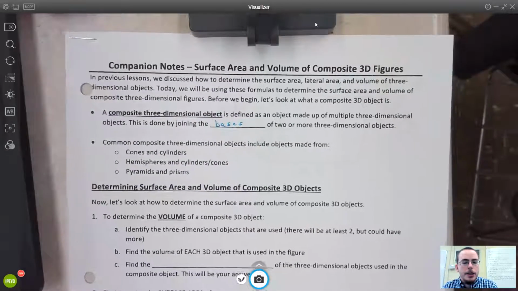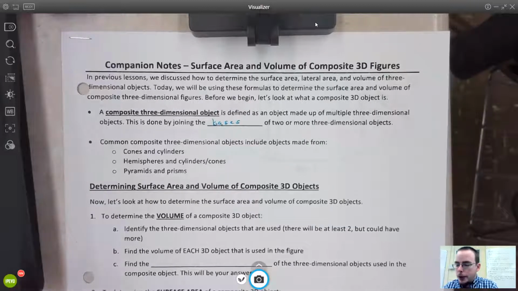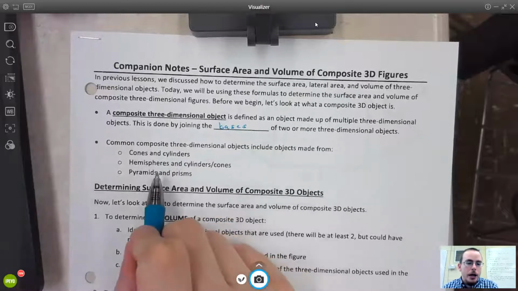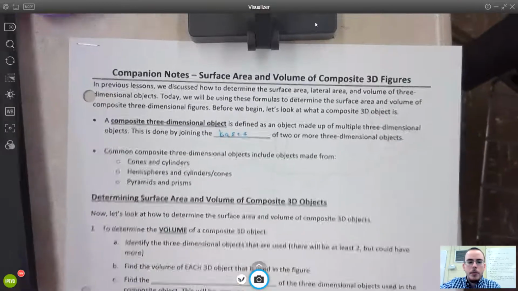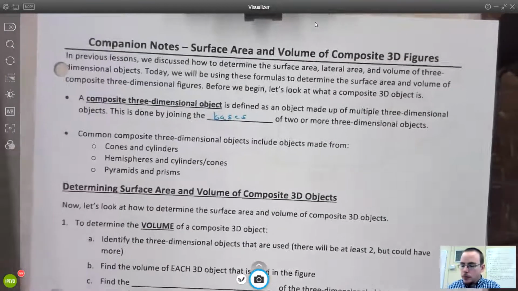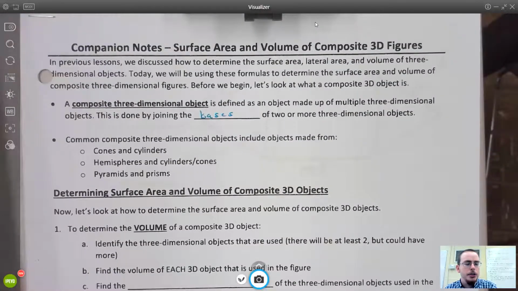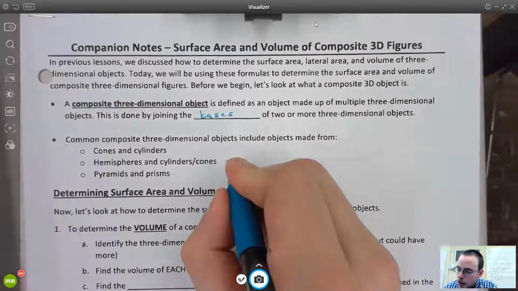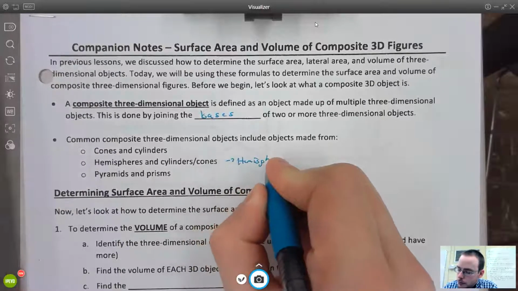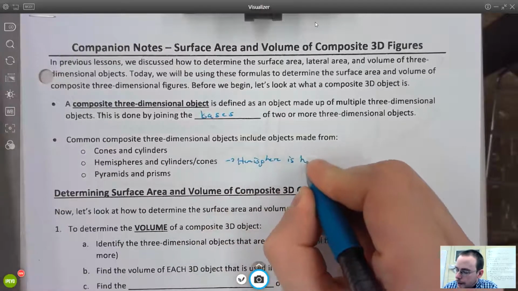Okay, so common composite three-dimensional objects include objects made from cones and cylinders, just like you saw there, hemispheres and cylinders or cones. And the thing about a hemisphere, you've talked about this in your science classes, when you're talking about the Earth, it has two different hemispheres. You've got the northern hemisphere and your southern hemisphere, and each one of those is where it splits the Earth directly in half. So that's what a hemisphere is. A hemisphere is half of a sphere.